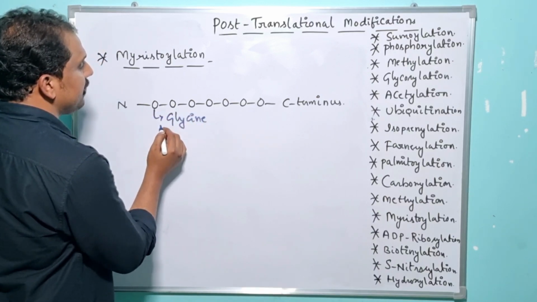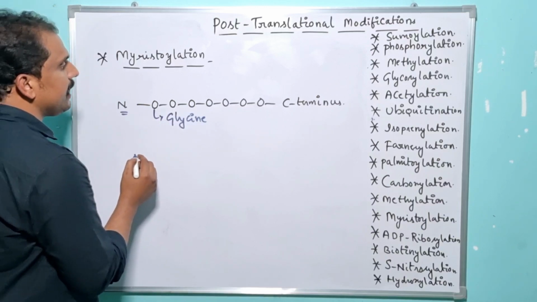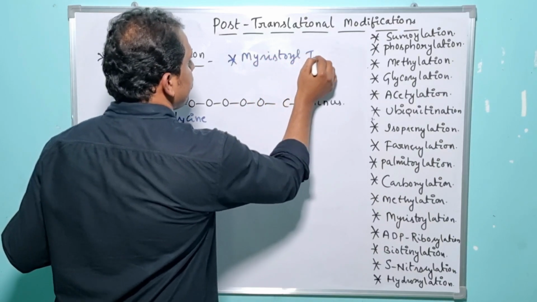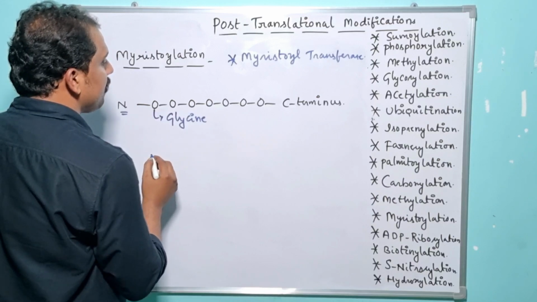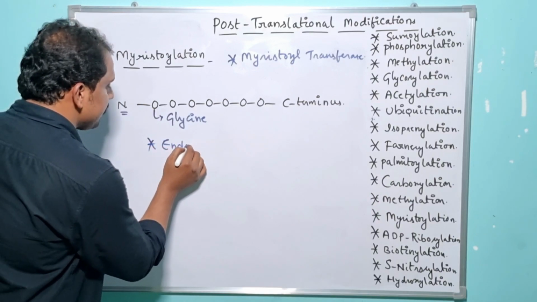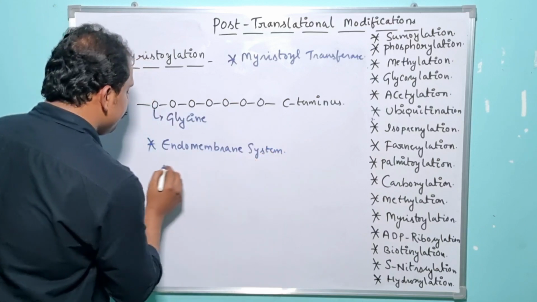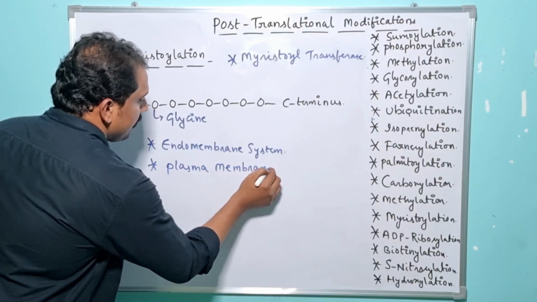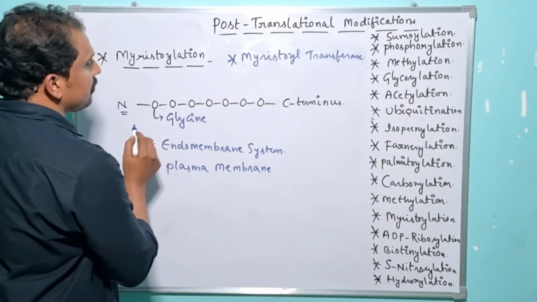For the successful recruitment of the myristoyl group to the specific glycine amino acid present at the N-terminus of the nascent polypeptide chain, the mechanism takes the advantage of an enzyme known as myristoyl transferase. What is it? Myristoyl transferase. Most commonly, myristoylation is carried out to translocate the proteins to the endomembrane system. For the successful translocation of the newly synthesized polypeptide chain, or the protein, to the endomembrane system and even to the plasma membrane, the process takes the advantage of a specialized post-translational modification, which is nothing but myristoylation. So this is about myristoylation.